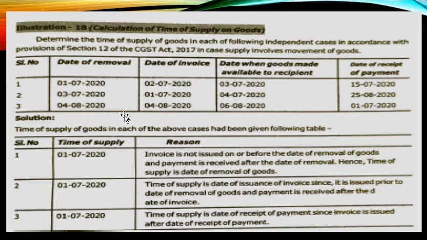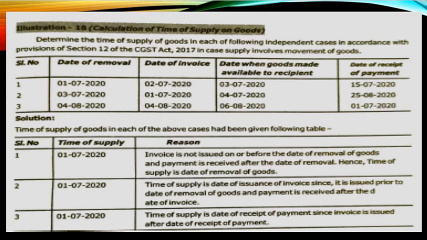In the third case, date of removal is 4th August 2020. Date of invoice is again 4th August 2020. Then date when goods were made available to the recipient is 6th August 2020. And date of receipt of payment is 1st July 2020.